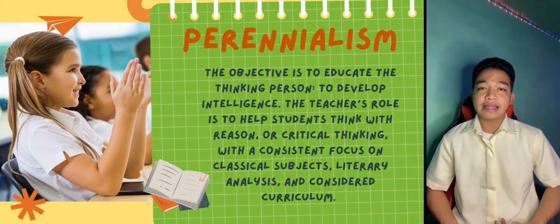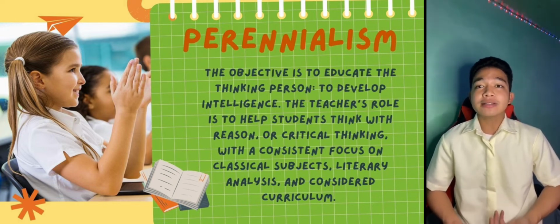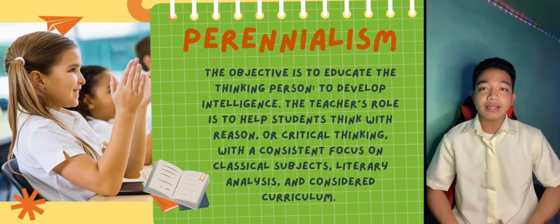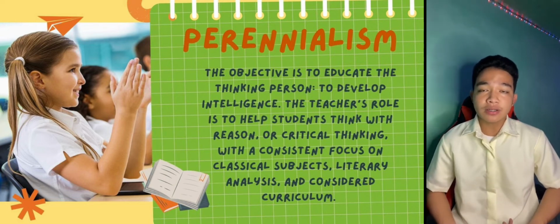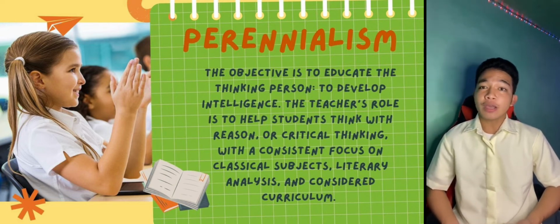First is perennialism. The objective is to educate the thinking person to develop intelligence. The teacher's role is to help students think with reason, or critical thinking, with a consistent focus on classical subjects, literary analysis, and considered curriculum. For example is the problem solving in math, or answering a real-life situation question, or peer evaluation or programs of guidance counselor.